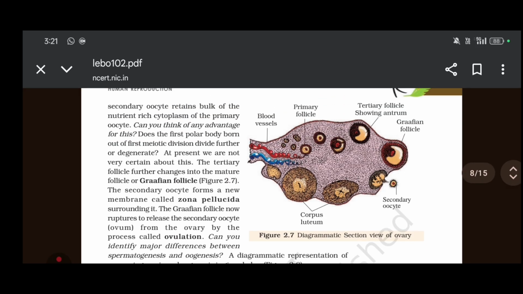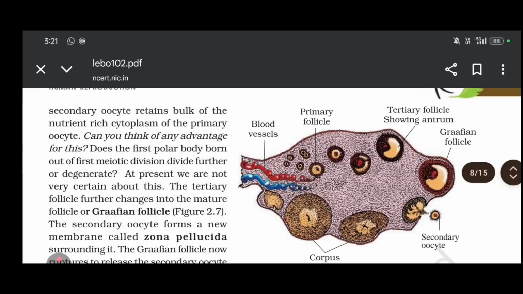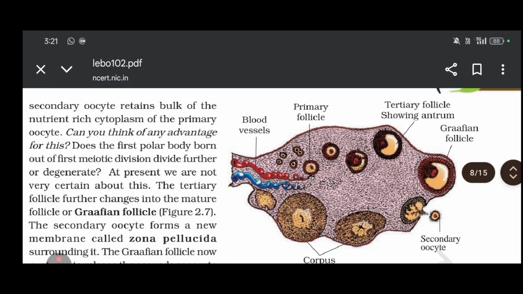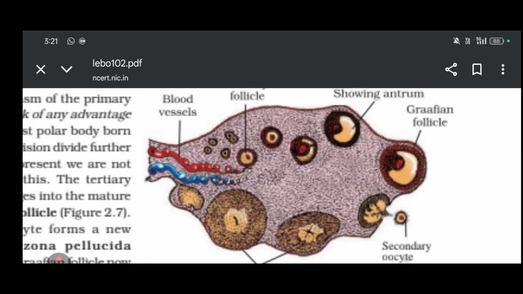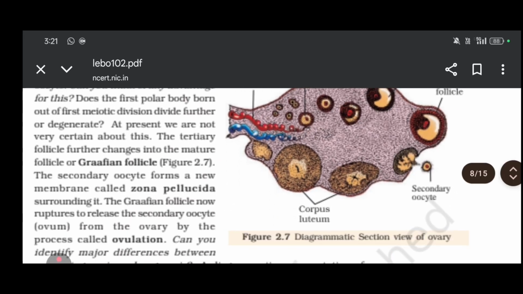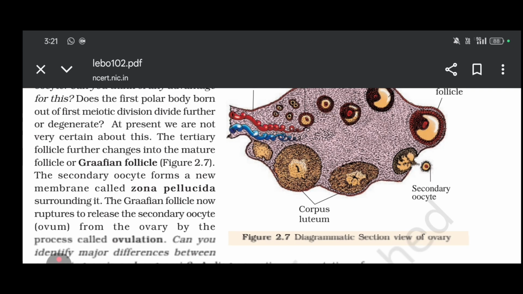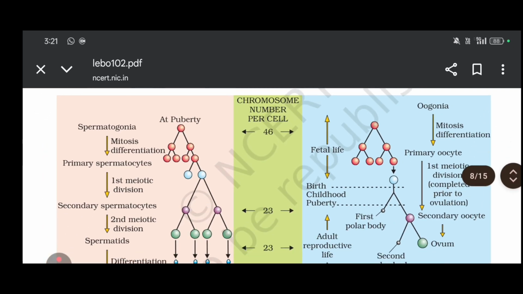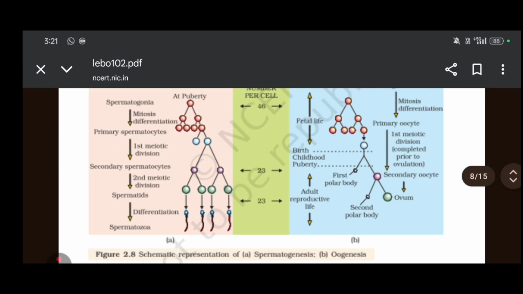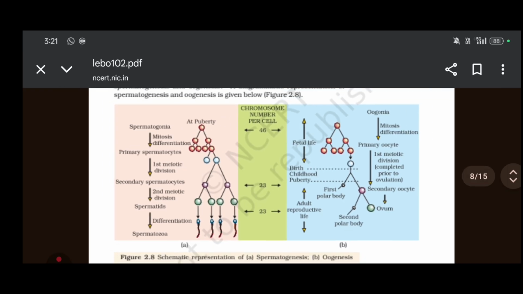ये है एक ऐसे स्कीमेटिक डायग्राम हमारे ओवरी का। इधर जो है ब्लड वेसल है, ये है प्राइमरी फॉलिकल, डिवाइड होते होते टर्शियरी फॉलिकल एक एंट्रम शो कर रहा है, देन हो रहा है ग्राफियन फॉलिकल, ये जो रेड रेड से बीट्स देख रहा है आप लोगों को, देन आता है सेकेंडरी oocyte एंड ये दोनों है कॉर्पस ल्यूटियम। एंड दिस इज the development stage of sperm and ovum.